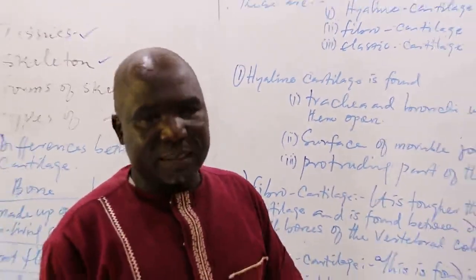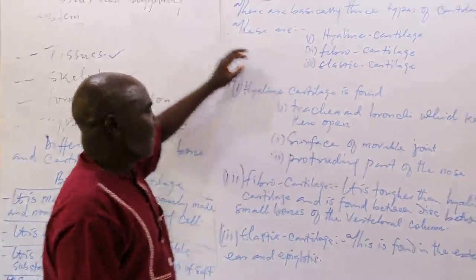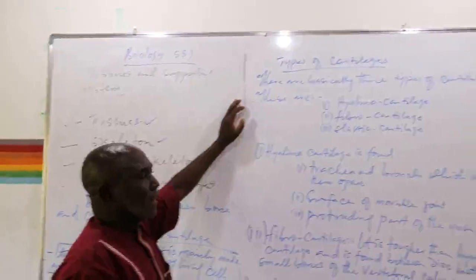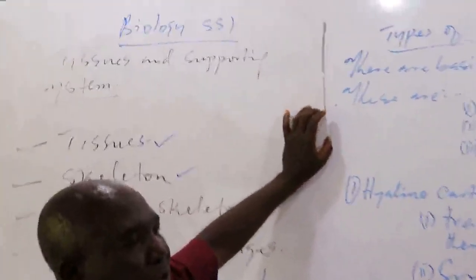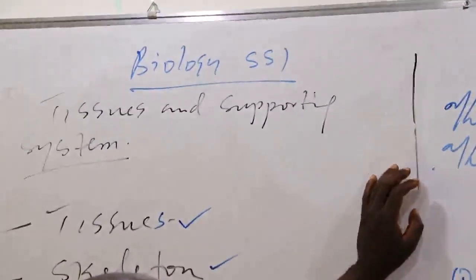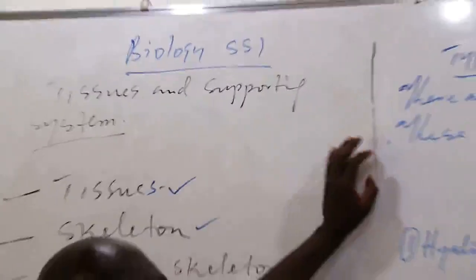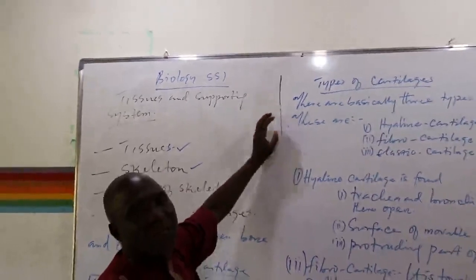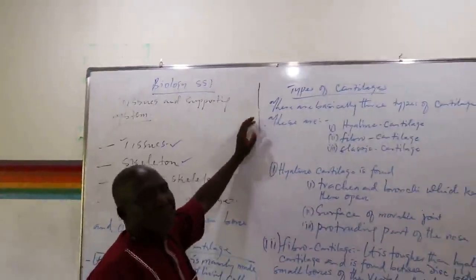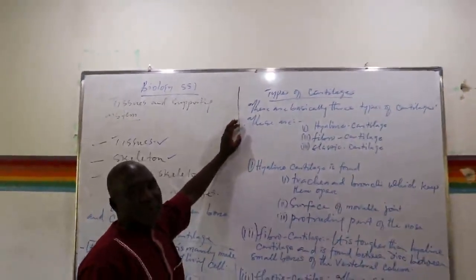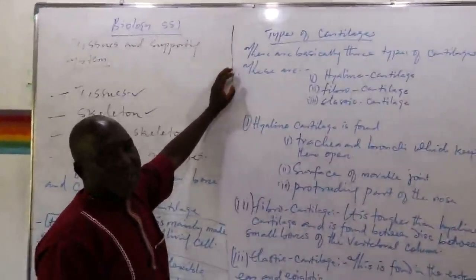And that is the end of our discussion for today. Next, when we meet, we are going to continue from here, but our topic for discussion next time is types of skeleton. What we have discussed is types of cartilages, not types of skeleton. So our next lesson is going to be types of skeleton.